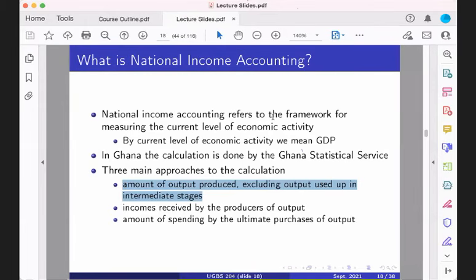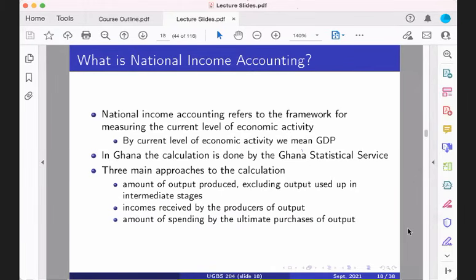Apart from the output or product approach, there's also the income approach. Here we are looking at the incomes received by the producers of outputs. So there's the first one, output or product approach. There's the second one, which is the income approach. And then there's the last one, which is the expenditure approach, which is the amount of spending by the ultimate purchasers of outputs. So three approaches for national income accounting: the output or product approach, the income approach, and the expenditure approach. All right.